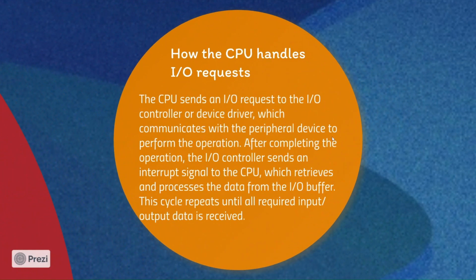Next is how the CPU handles input output requests. The CPU sends an IO request to the IO controller or device driver, which communicates with the peripheral device to perform the operation. After completing the operation, the IO controller sends an interrupt signal to the CPU, which retrieves and processes the data from an IO buffer. This cycle repeats until all required input output data is received.